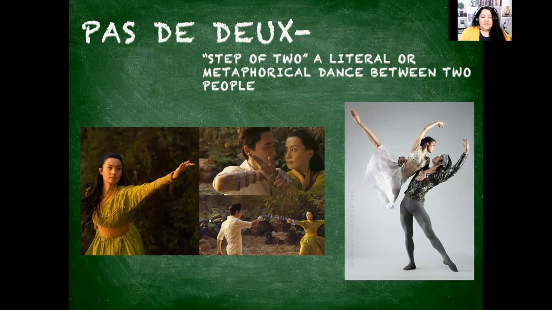Okay. If you've watched Shang-Chi and the Ten Rings, it's one of the newer Marvel movies, depending on whenever you're watching this video. Oh my gosh, so good. But there is a part in the beginning where these two characters meet and they're kind of fighting, but they're also kind of falling in love. And so it's done in this dance. That's a pas de deux. They're dancing, a dance of two.